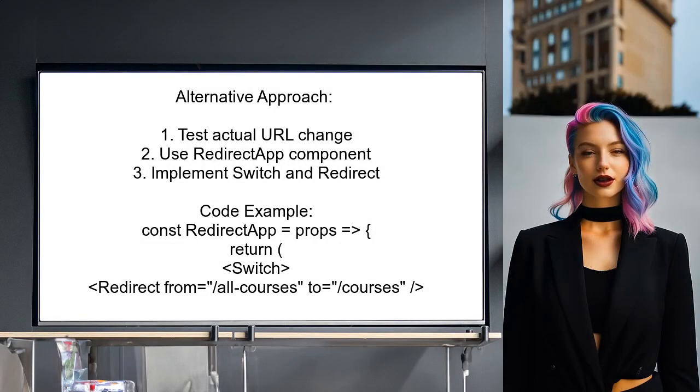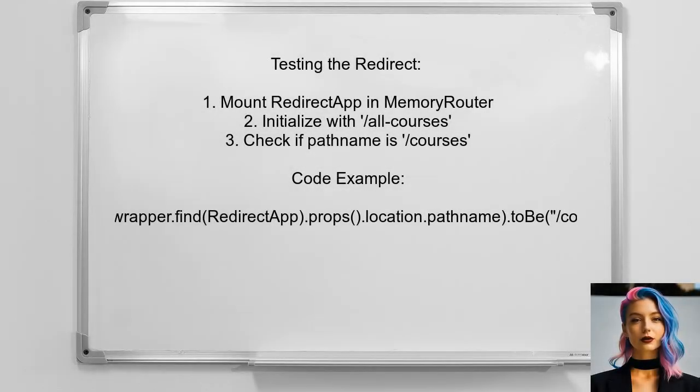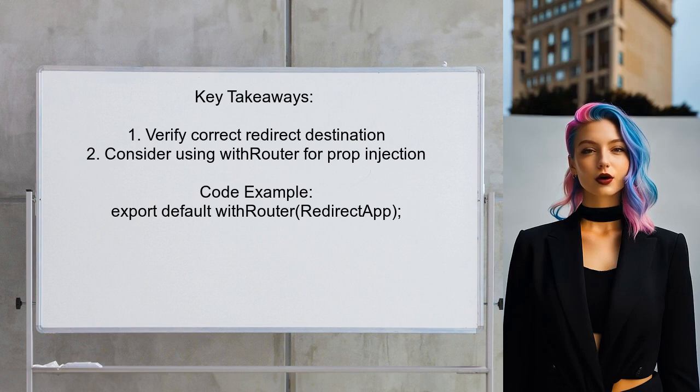An alternative approach shared by another user focuses on testing the actual URL change instead of just checking for the presence of a redirect component. They created a simple redirect app component that uses React Router's Switch and Redirect. In their test, they mount the redirect app within a memory router, initializing it with the path /all-courses. They then check if the location pathname is updated to /courses, confirming the redirect works correctly. This method, while a bit unconventional, effectively verifies that the redirect leads to the correct destination.